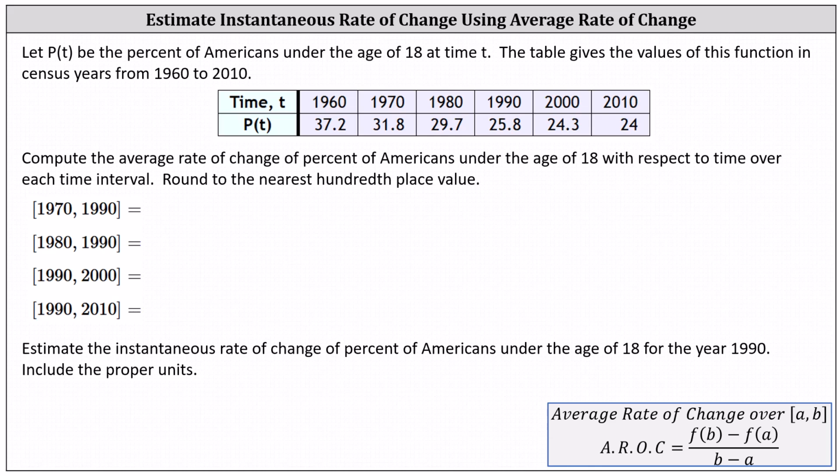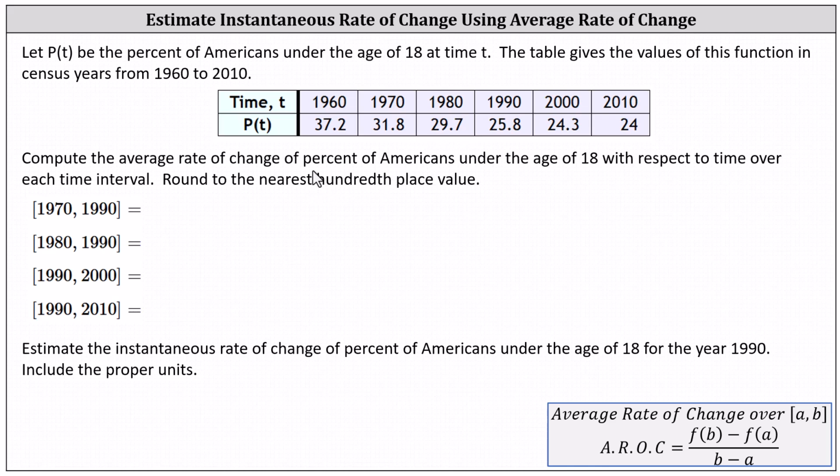Let P of t be the percent of Americans under the age of 18 at time t. The table gives the values of this function in census years from 1960 to 2010. So notice t is the year and P of t is the percent of Americans under the age of 18.